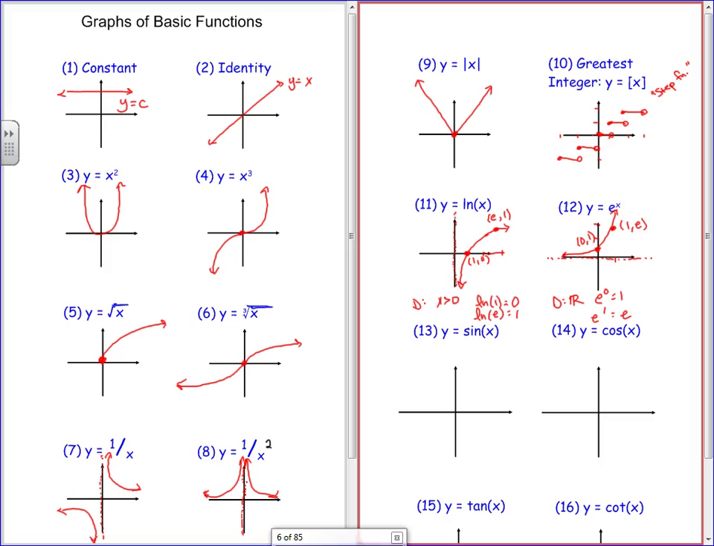All right. Now we get to fun stuff because now we have our last 4 graphs. Trig.